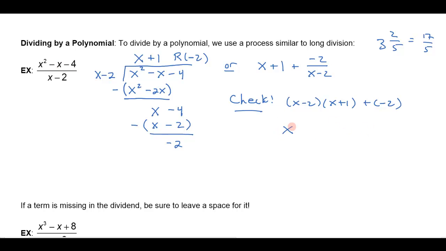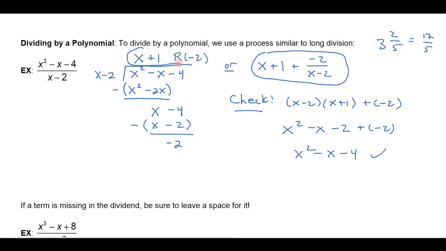So let's check it. Let's FOIL this out. x squared, x minus 2x is minus x, and then the last one's giving me minus 2. Then when I add the minus 2 in there, sure enough, I get my original dividend. Okay. So this is going to be my answer. I'll go ahead and circle that one. You could circle this one as well. Either one of those would be okay.